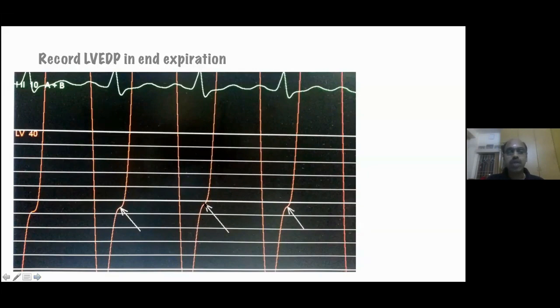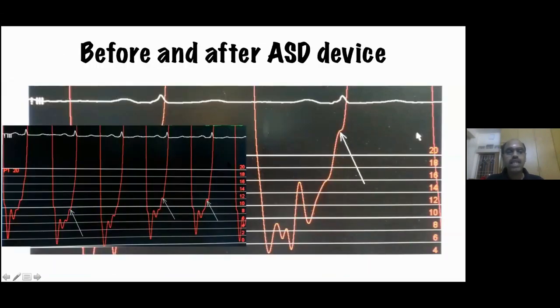Ventricular end diastolic pressure is recorded at the level of the R wave, and it is recorded in end expiration in spontaneous breathing. If the patient is being ventilated, then we need to take it at the peak of inspiration. We need to take the highest value, and the highest value will be in end expiration in spontaneous breathing and end expiration in positive pressure ventilation. So now let us see the two images here.